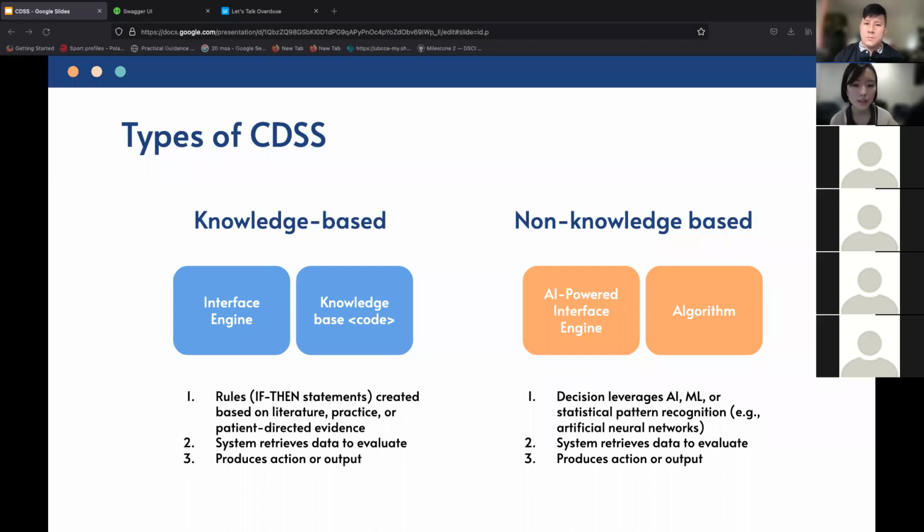In non-knowledge-based systems, the decision leverages more complex models such as artificial intelligence, machine learning, or statistical pattern recognition. Many of these are used to improve prediction of outcome, prioritize treatment, or help choose the best course of action. Next slide.